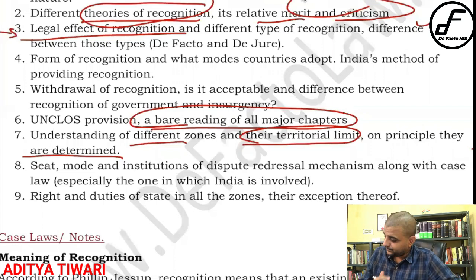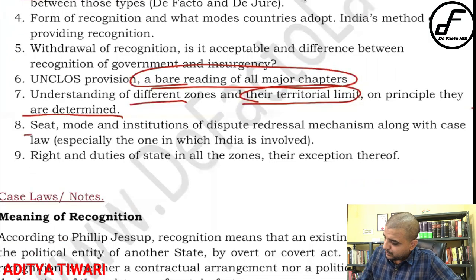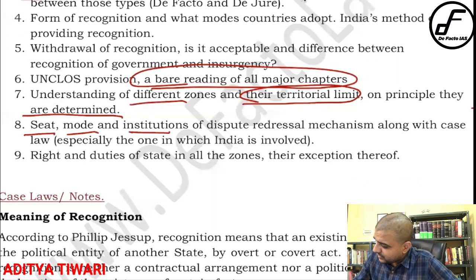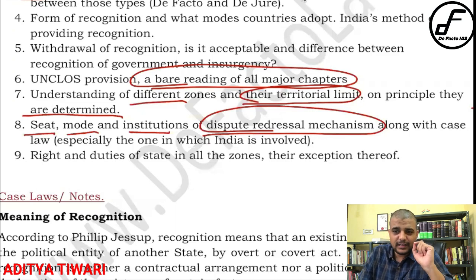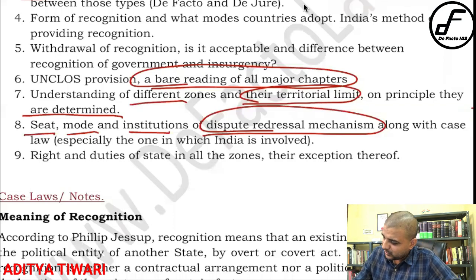Now let us come to the last, number 8: seat, mode, and institution of dispute redressal mechanism. UNCLOS provides for a dispute resolution mechanism, especially in the case of the international seabed, right? There is the International Seabed Authority, and there has been a direct question on the International Seabed Authority. So you have to talk about those institutions.